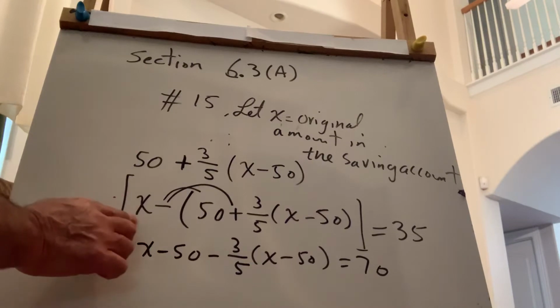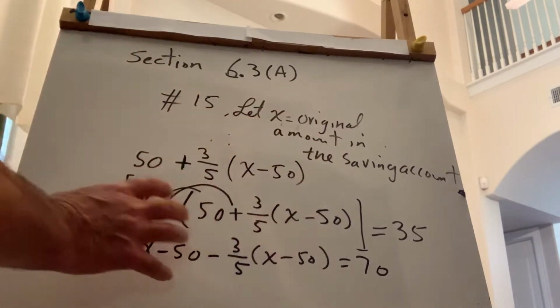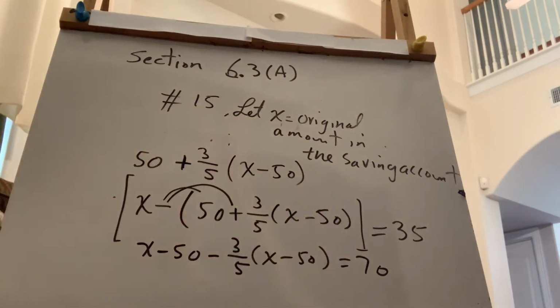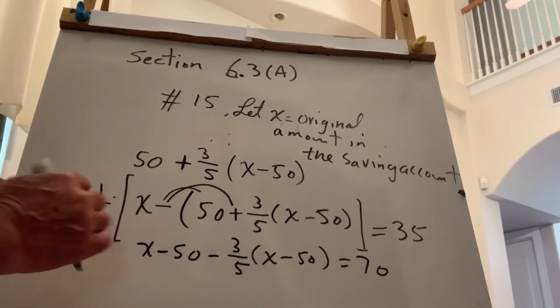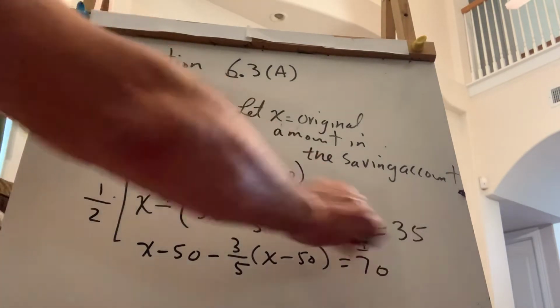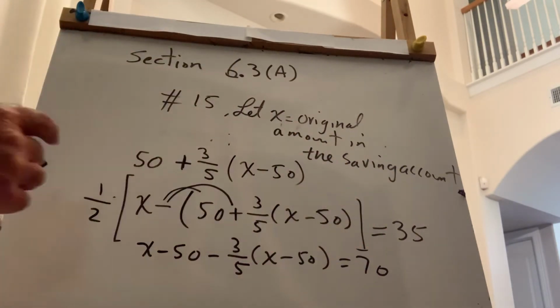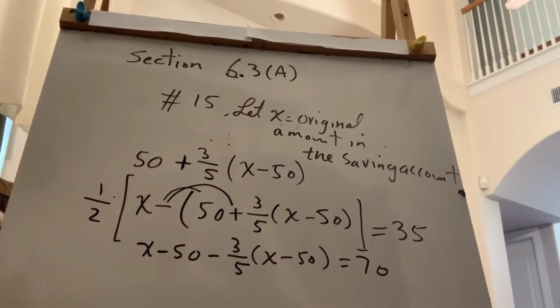Now remember, X is the total original amount in the saving. This is how much he spent, so what's remaining would be X minus that amount. And he says half of that will be what he put in the checking account, but the other half was $35. So the other half, which will be half of the same thing, is $35. So the question is, what is X? He wants to know the original amount of savings.